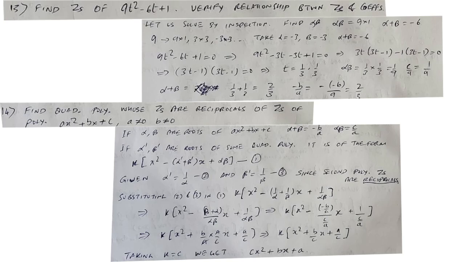Finally, simplifying it, we'll get k into x squared plus b by c into x plus a by c. Now take k, which can be any constant, as c and multiply it throughout. When we multiply it throughout, we get cx squared, b by c, c and c will cancel, you get bx, and a by c, c and c will cancel, you get a. So cx squared plus bx plus a is the quadratic polynomial whose roots are reciprocals of the roots of ax squared plus bx plus c.